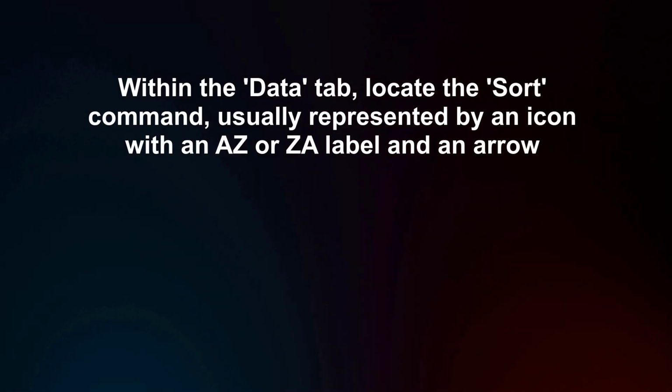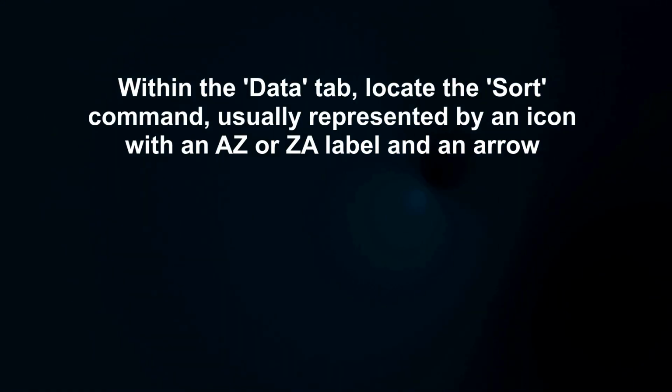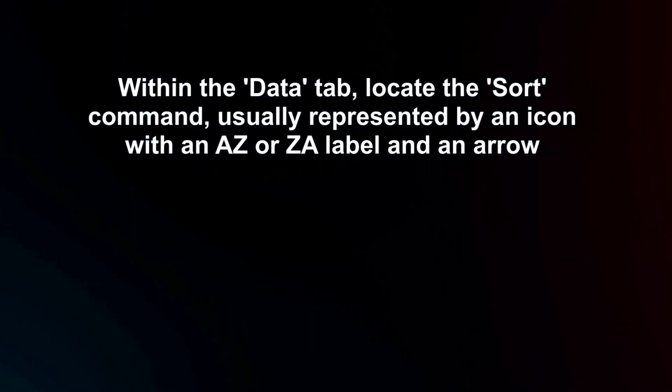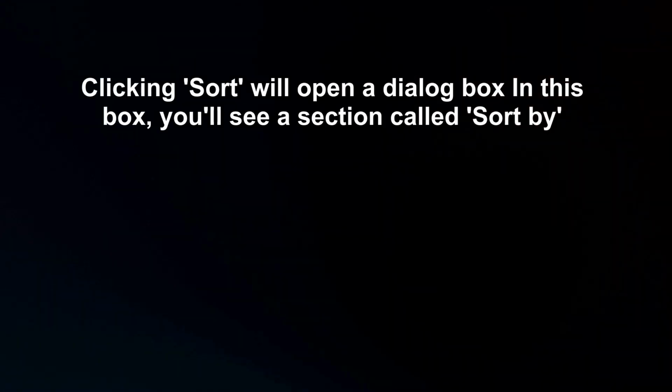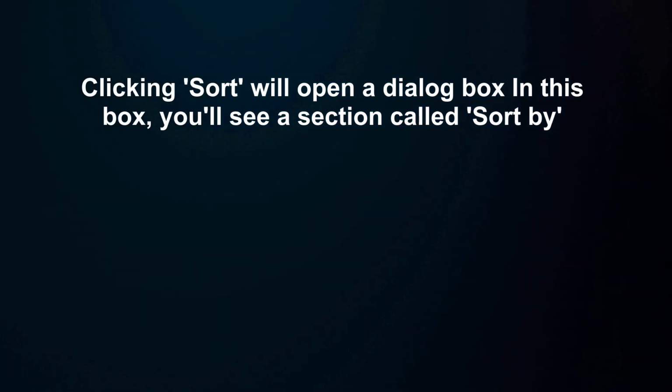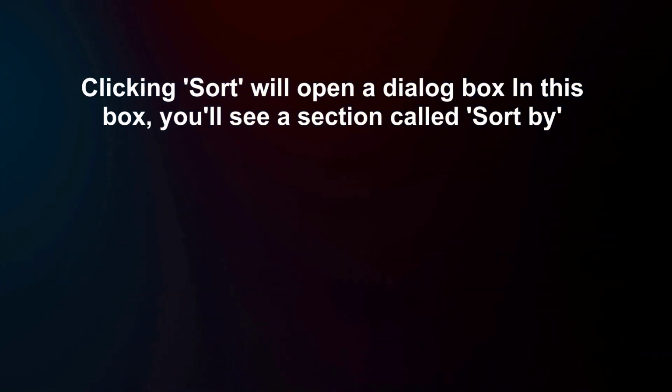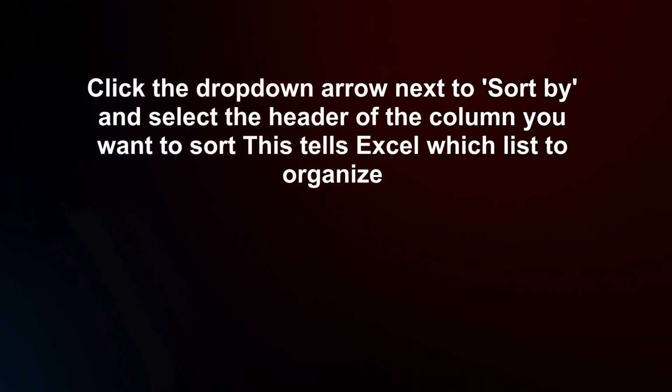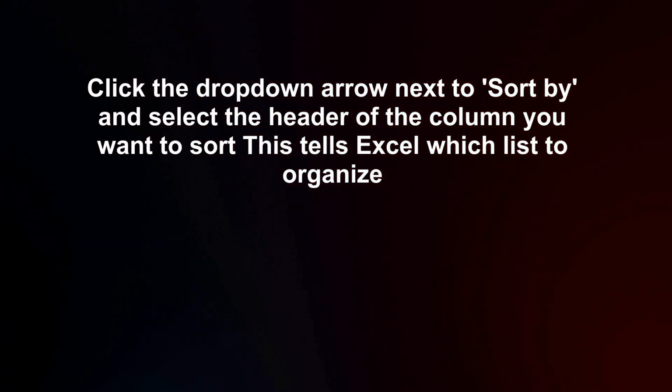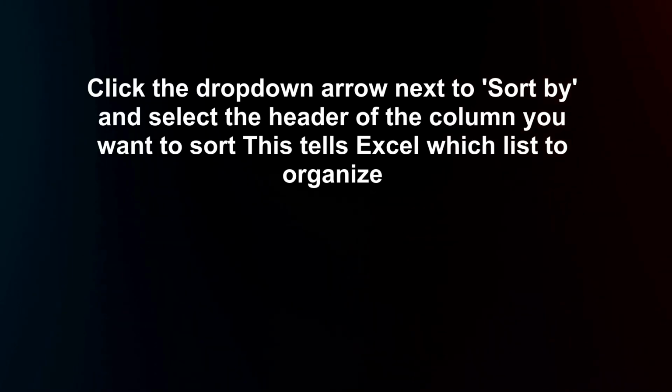Within the Data tab, locate the sort command, usually represented by an icon with an A, Z, or Z label and an arrow. Clicking sort will open a dialog box. In this box, you'll see a section called Sort By. Click the drop-down arrow next to Sort By and select the header of the column you want to sort. This tells Excel which list to organize.